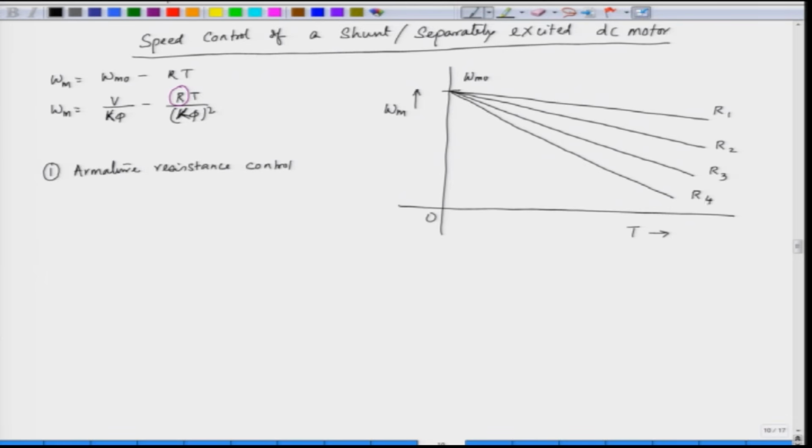Here we are talking about armature resistance control. So, we are changing the armature resistance. Here the resistance values are R 1 is less than R 2, is less than R 3, is less than R 4. So, we are basically increasing the armature resistance.